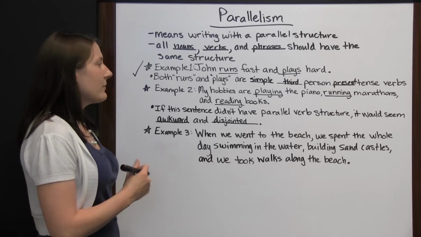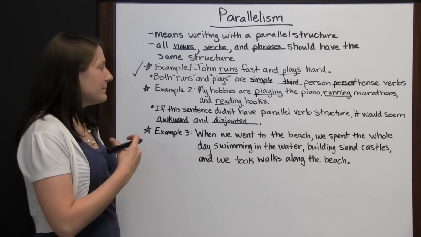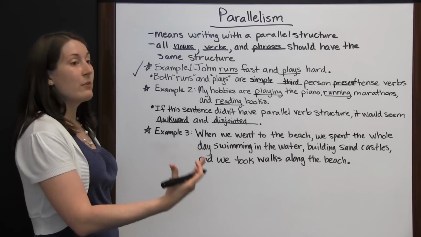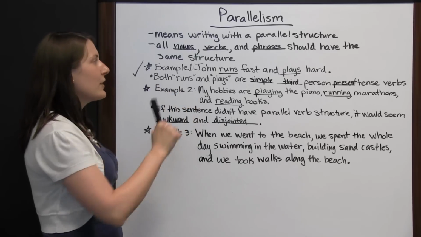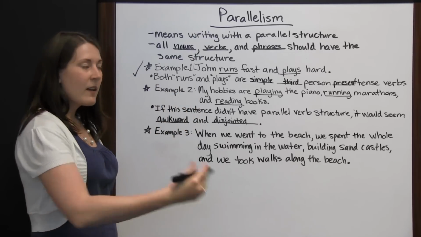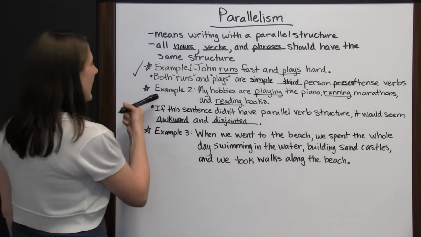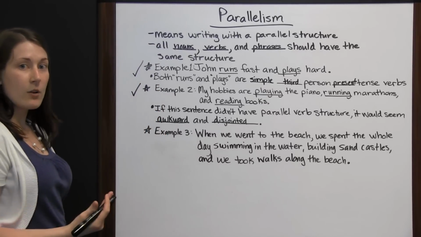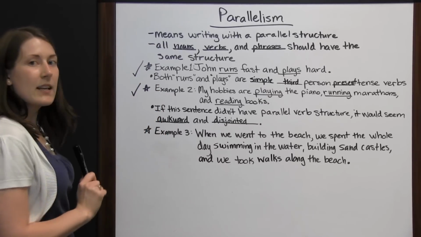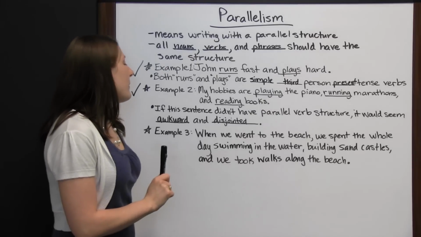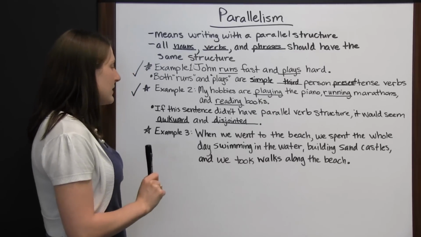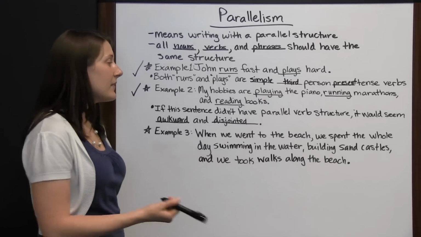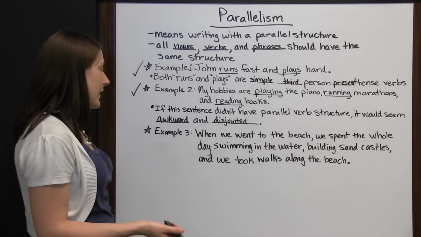And all these things are important whenever you're writing a sentence that is more complex than just something with one subject or one noun and one verb. If you have multiple nouns, verbs, or phrases, you need to make sure they have parallel structure. So again, this one was good, but if it wasn't, it wouldn't sound very good. It would sound awkward and disjointed. Let's look at example 3. When we went to the beach, we spent the whole day swimming in the water, building sandcastles, and we took walks on the beach. This one was another one with 3 verb phrases.